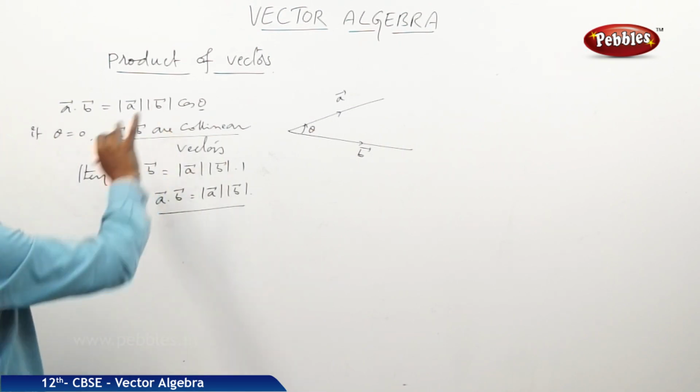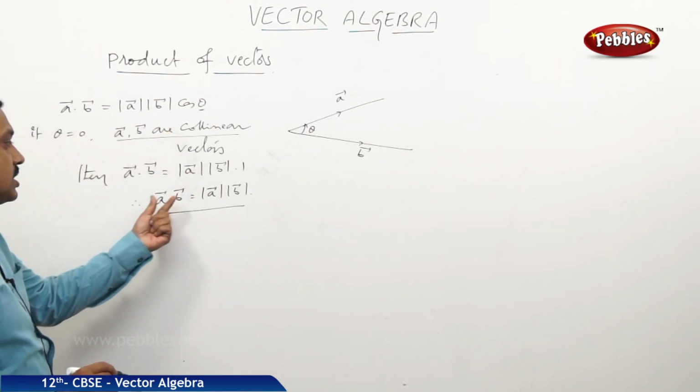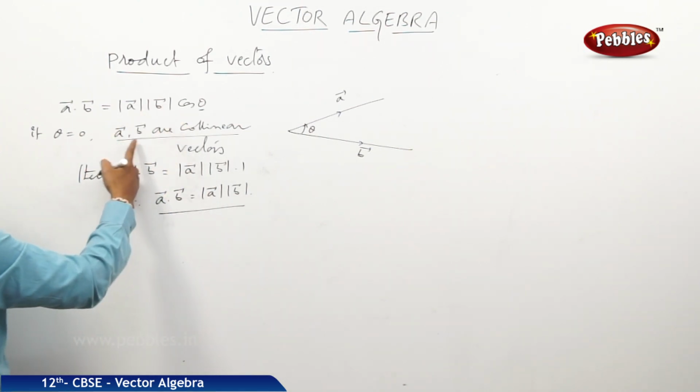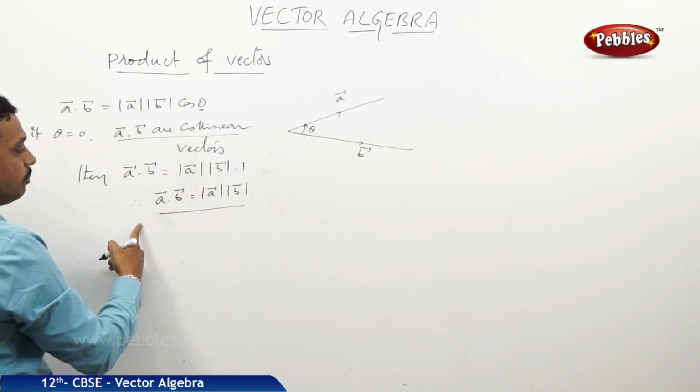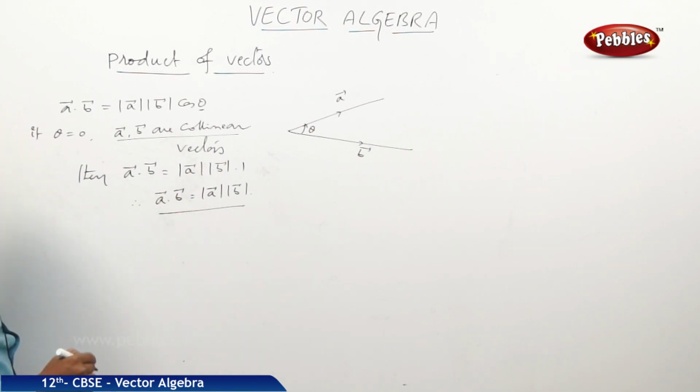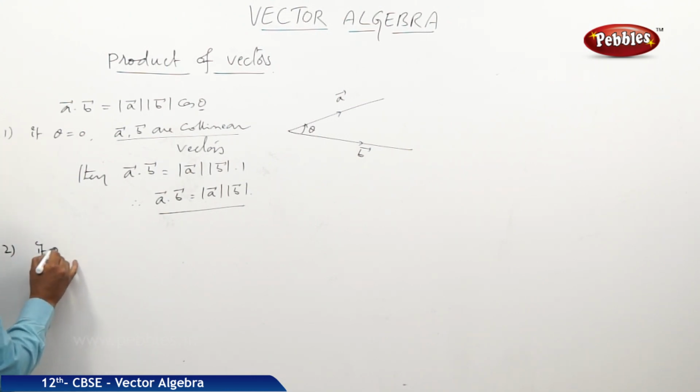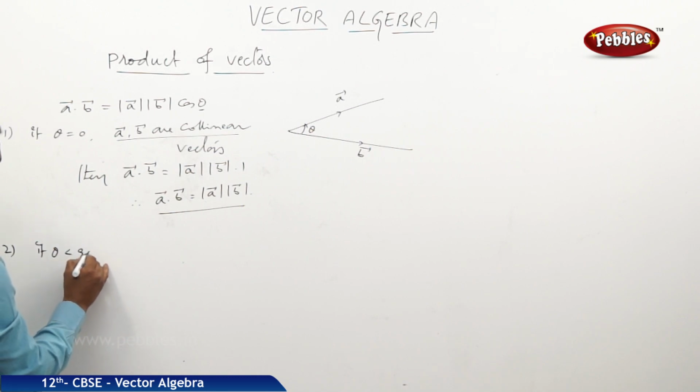When the two vectors A and B are collinear, then A dot B is equal to mod A mod B. Now the converse is also true. Whenever A dot B is equal to mod A mod B, then the two vectors are collinear. So A, B are collinear vectors implies and is implied by A dot B is equal to mod A mod B. Now this is the first observation. Second one, suppose theta is less than 90 degrees.